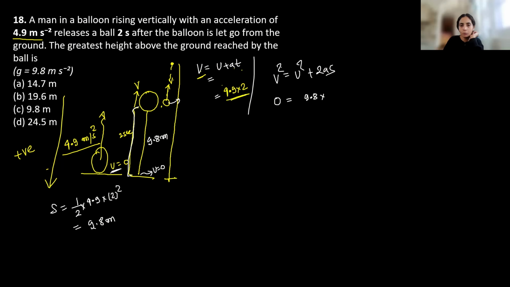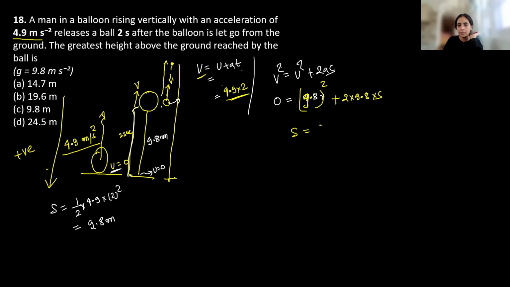So 4.9 into 2. Now put this here. 4.9 into 2, what will it be? 9.8. So 9.8 squared, and then this ball is moving freely under gravity. So now the acceleration of this ball, when it is coming out of the balloon and started moving upward, is equal to acceleration due to gravity, right? And the downward direction we have taken as positive, right? So plus 2as. So 2 into 9.8 into s. So s will come negative because it is in the upward direction.